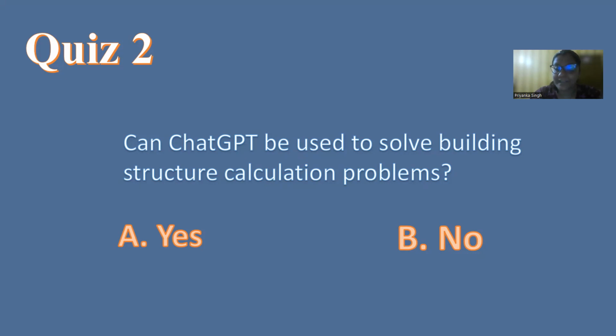Well, yet again, I'm getting a lot of responses and I can see most of you are giving me the correct answer. That's really wonderful. So now let me show you the correct answer. The correct answer is B. No, ChatGPT cannot be used to solve building structure calculation problems.